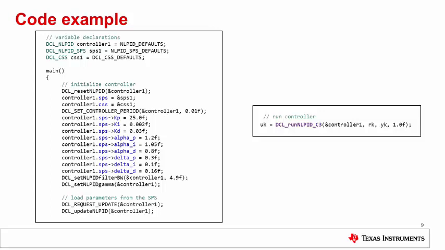The lines at the bottom compute the linear region gain using the DCL_set NLPID gamma function, and finally the active parameter set is updated. At this point the controller is fully initialized. All that remains is to call the controller function. The code is taken from the NLPID example, which can be found in the examples subdirectory of the DCL.